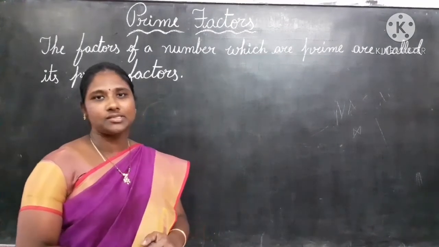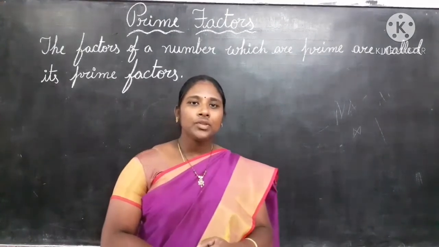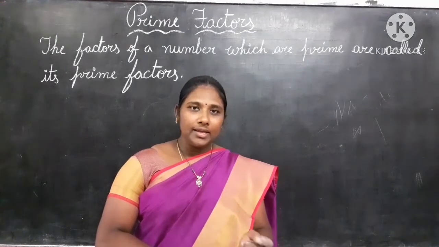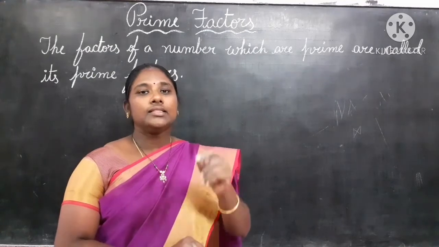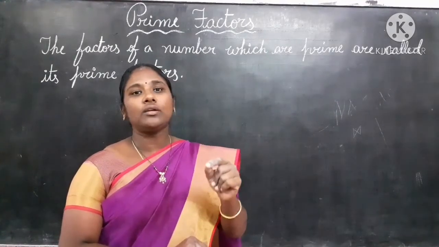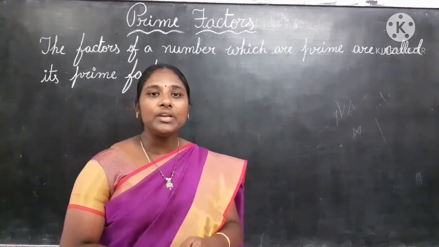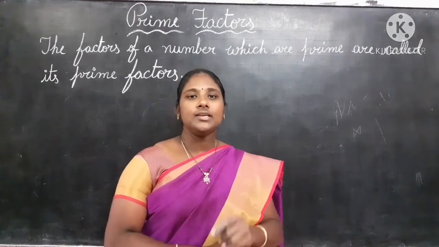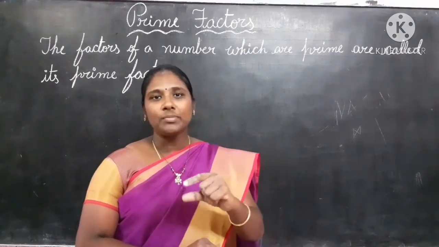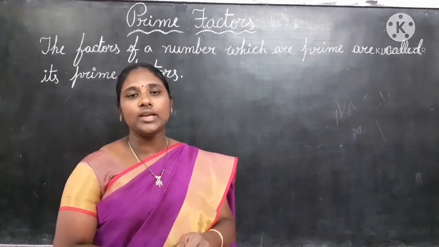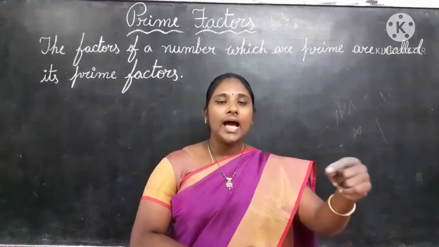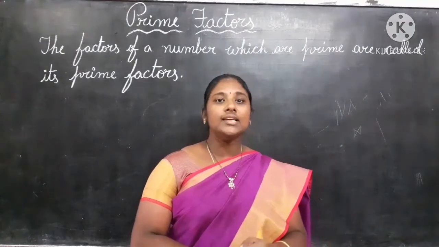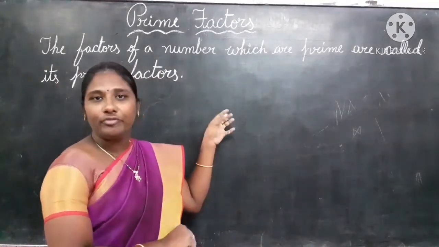We know the factors. What is a factor? When we multiply two numbers, we get one product. That number is a factor of that product. Suppose we multiply 6 and 8: 6 times 8 is 48. 6 is a factor of 48 and 8 is a factor of 48. Numbers like that are called factors.